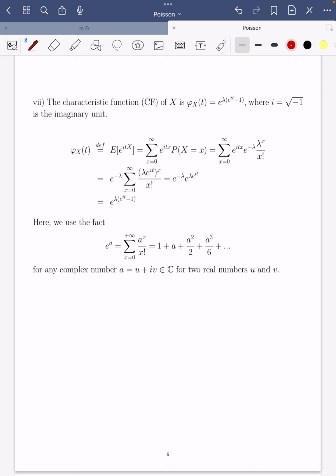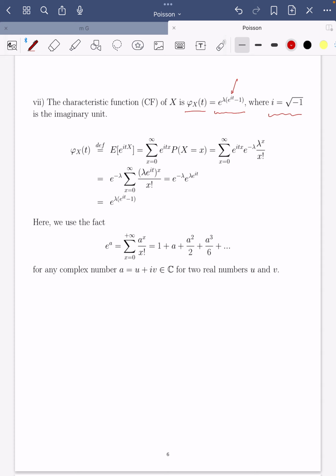For a random variable X, there's an associated important function called the characteristic function. It's called phi sub X of t. For the Poisson case, the characteristic function is equal to e to the lambda times (e to the it, minus 1). In this case, the value of i is equal to the square root of negative 1. So the characteristic function actually is a complex function.